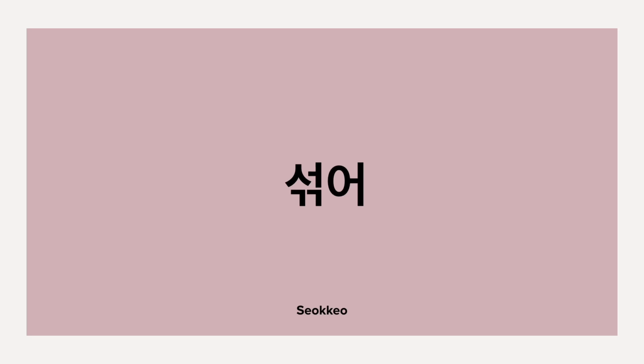섞어. 섞어 comes from the verb 섞다. And 섞다 means mix. 섞어 is informal, so this is a word you would use casually with your friends. And you can just assume pronouns based on the context. So it could be I mix, you mix, he, she, it, we, or they mix.